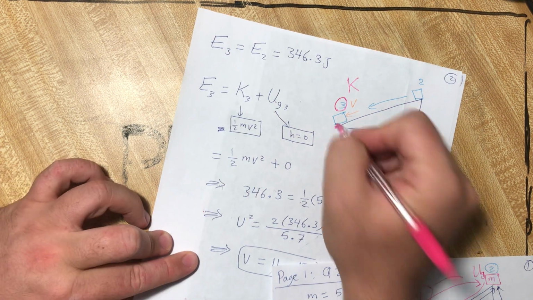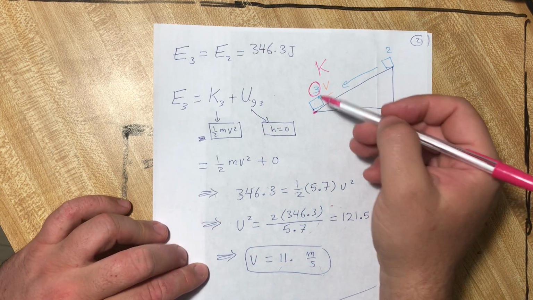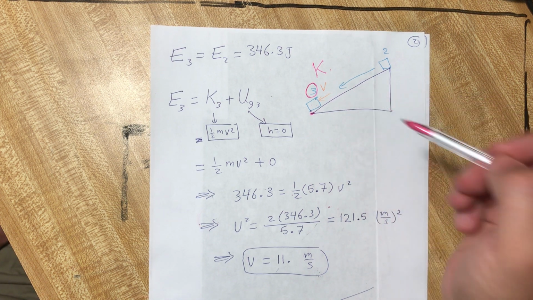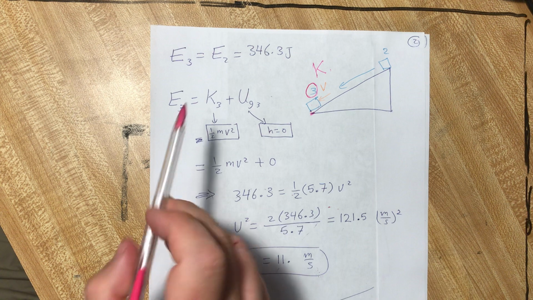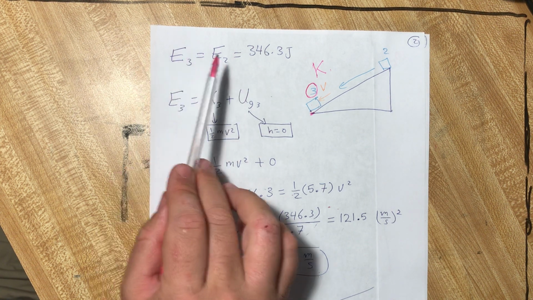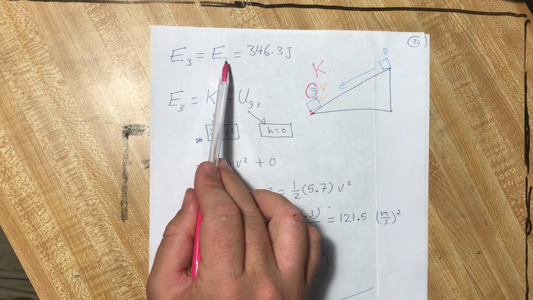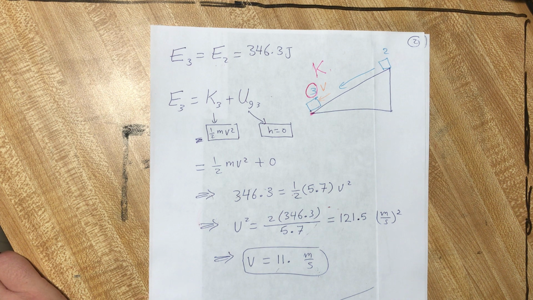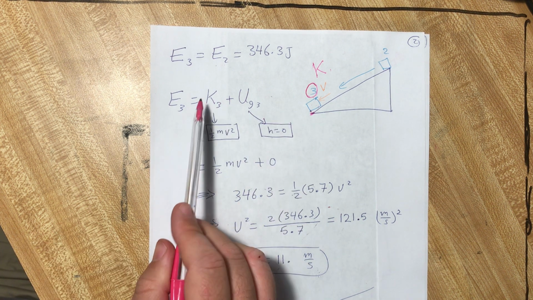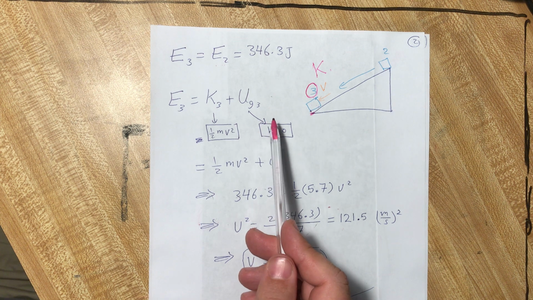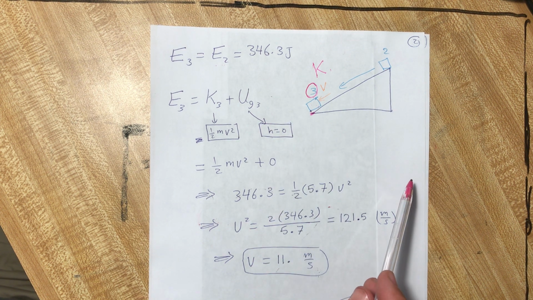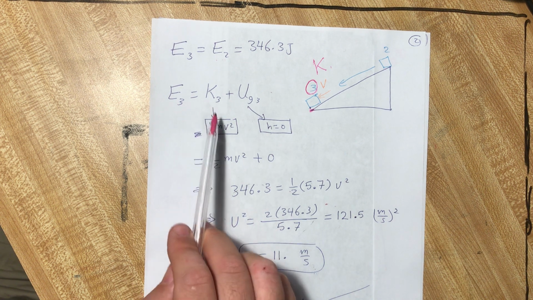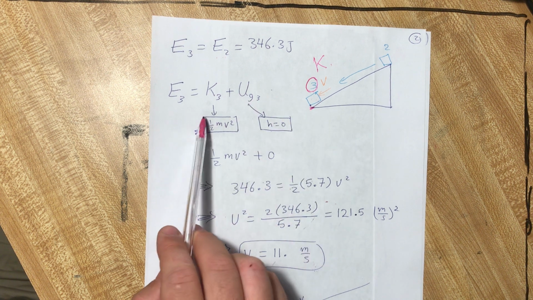So if the body has kinetic energy, then it has velocity. We need to find this velocity. Okay, the total mechanical energy at point number 3 is equal to the mechanical energy at point number 2, which is 346.3 joules. And now we can find it as we did in the previous question: the mechanical energy is equal to the kinetic energy plus the potential energy at that point.